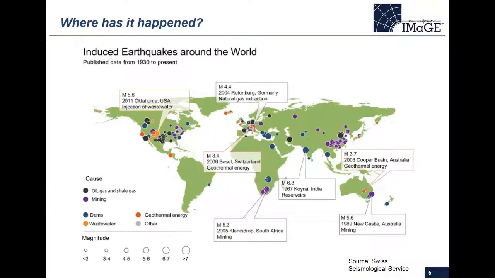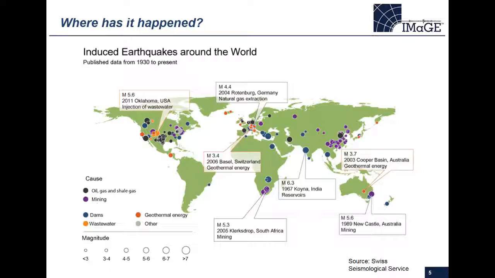This is a map showing where in the world it's happened, and as you can see, it's spread throughout the world pretty much. There's a large concentration in North America, where we get a lot of headlines from, but also in Europe there's a bunch, and Asia, and even down in South Africa.